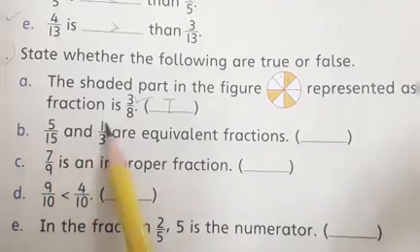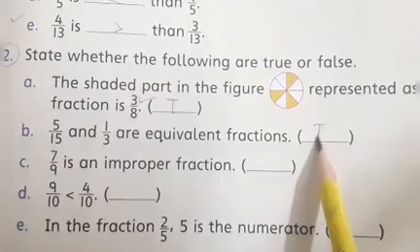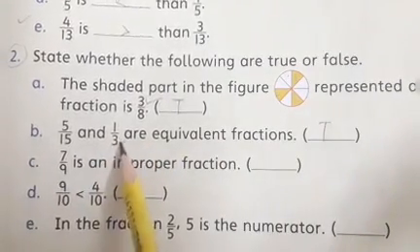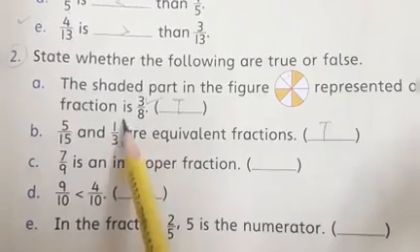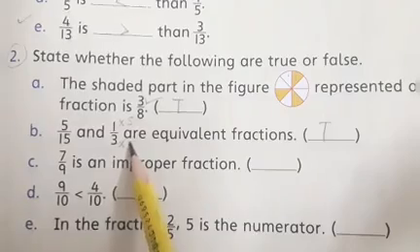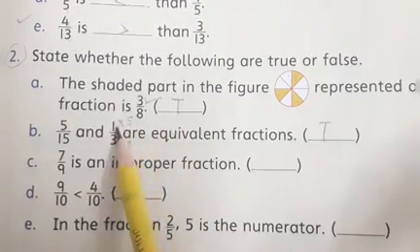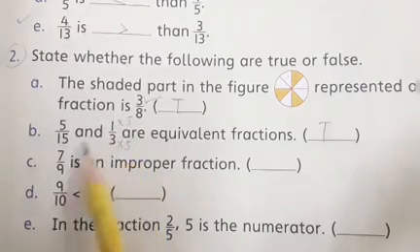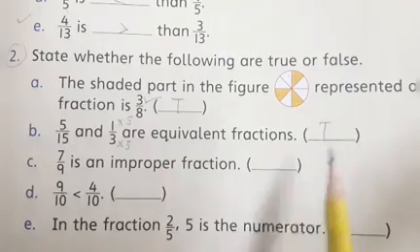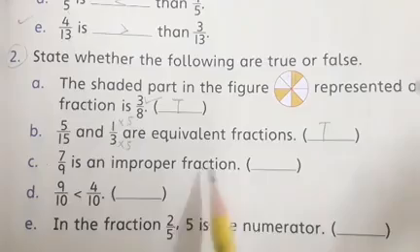5 by 15 and 1 by 3 are equivalent fractions. Yes, this is also true. How? Because if we multiply the numerator and denominator of 1 by 3 with the same number, 3 fives are 15 and 1 five is 5. So these are equivalent fractions. True. 7 by 9 is an improper fraction. Is this true or false?